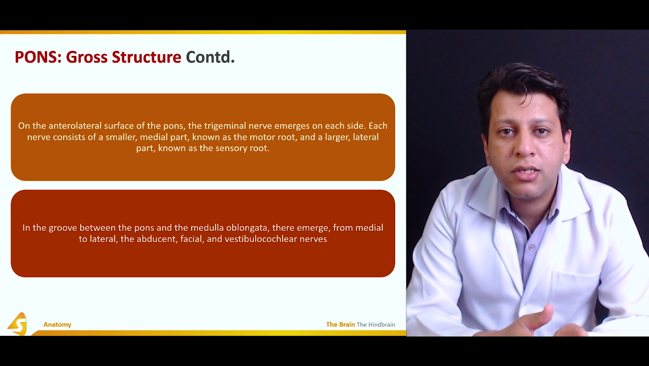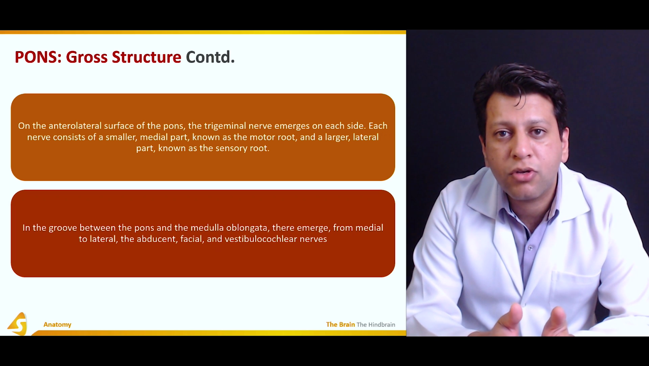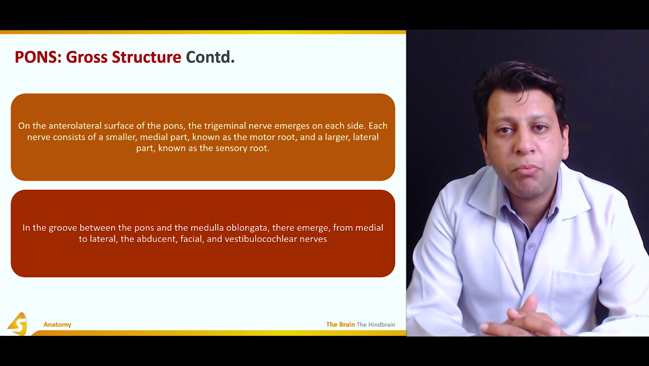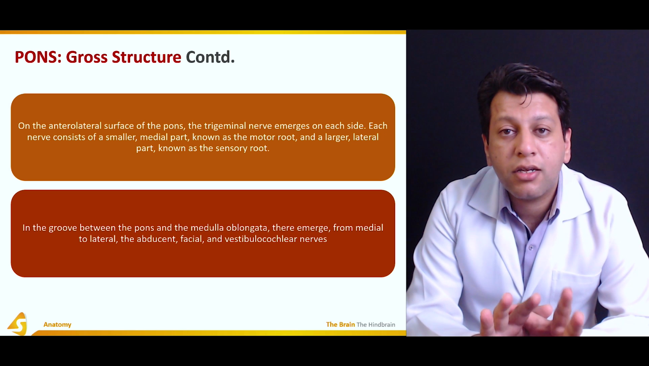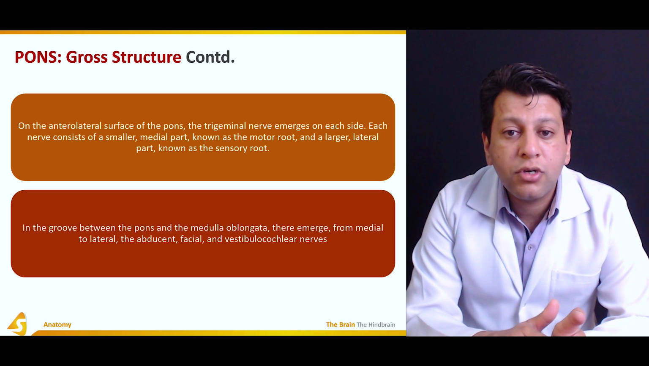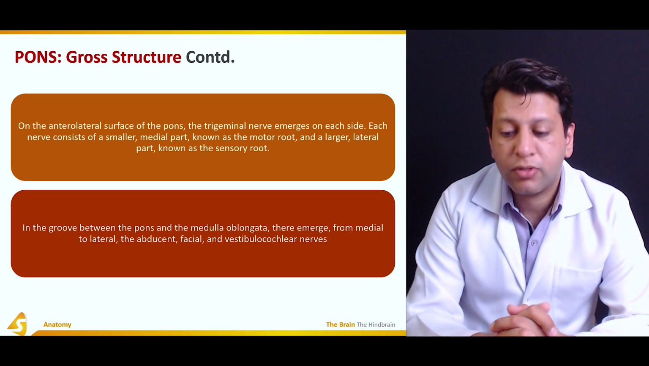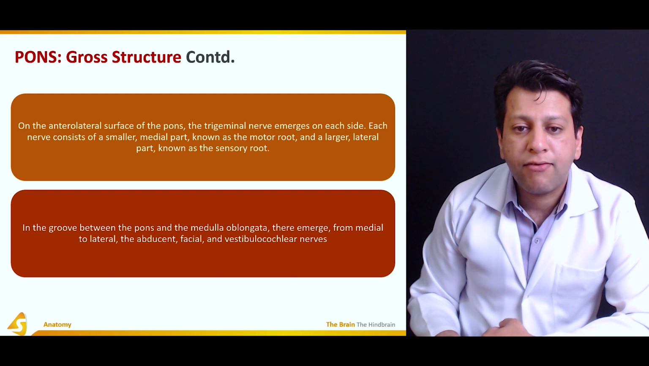There are four different nuclei of the trigeminal nerve. The motor nucleus and one sensory nucleus actually arise from the pons, but the other nuclei will be discussed later. In the groove between the pons and the medulla oblongata, other nerves emerge from medial to lateral. There is the abducent nerve, facial and vestibulocochlear nerves, which are actually emerging. I will just show it to you in the diagram.